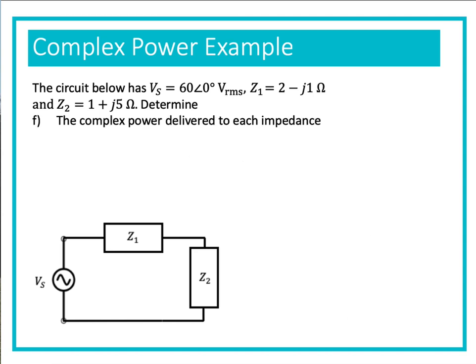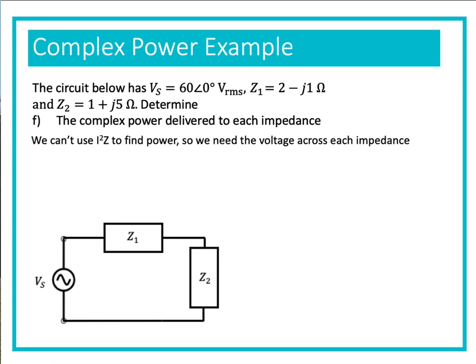Next, we want the complex power delivered to each impedance. Now, you remember when we dealt with resistors, if we knew the current in a series circuit, we could just use I squared R and find the power. We can't do that. So we're not going to do that to find power. We need to actually find the voltage across each impedance. We can use voltage division for this.